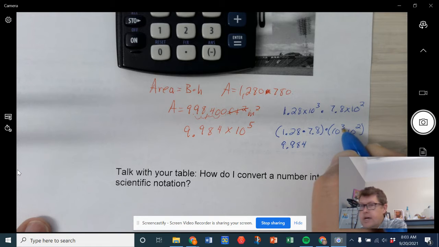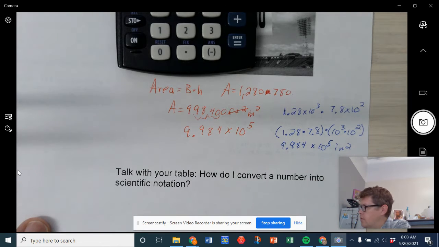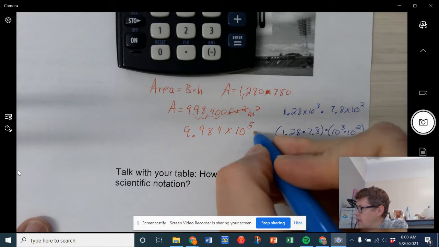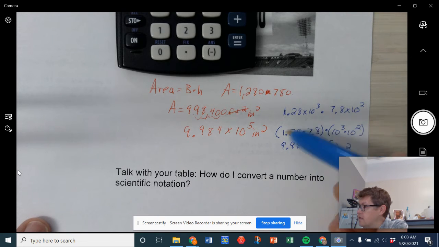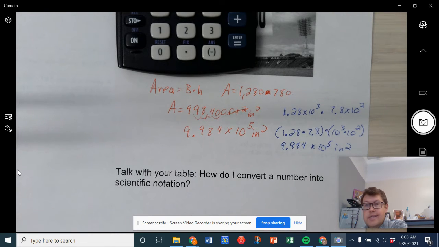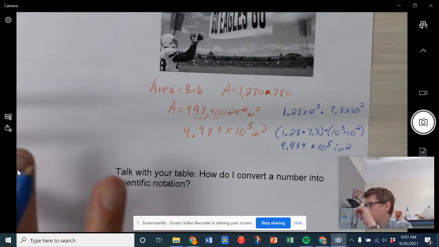When we multiply exponential expressions with the same base and different exponents, you keep the base and add your exponents. So times 10 to the fifth. I should actually put units on these as well. So there are two different ways to get there, and the second way is what we're going to be exploring today. There's your intro there, guys.